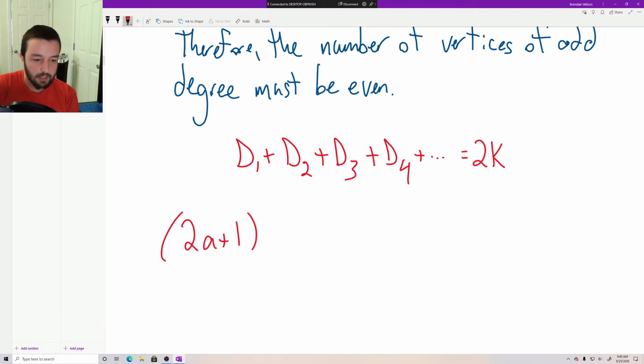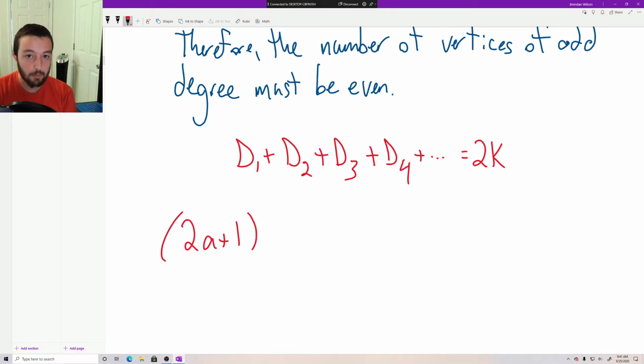Okay. So this is how we write odd numbers. This would be an even number. An even number is something times 2. So an odd number would be something times 2 plus 1, right? It's essentially the number after an even number. So any odd number you want can be written like this.